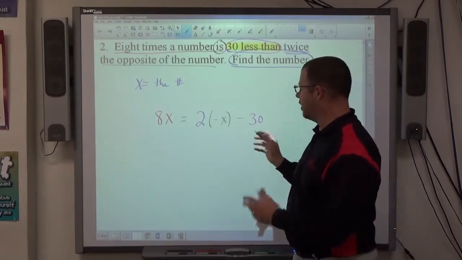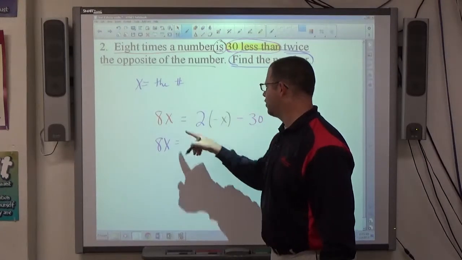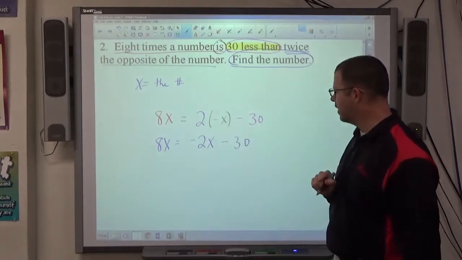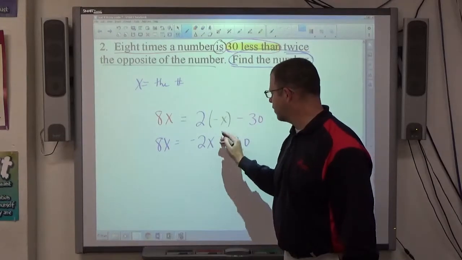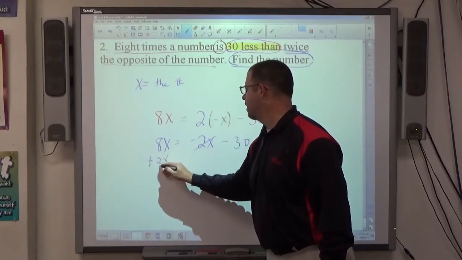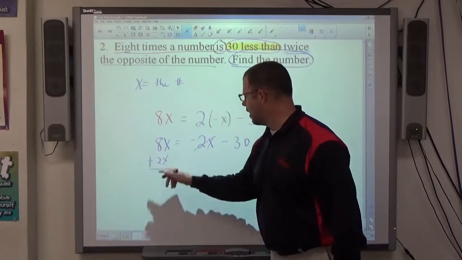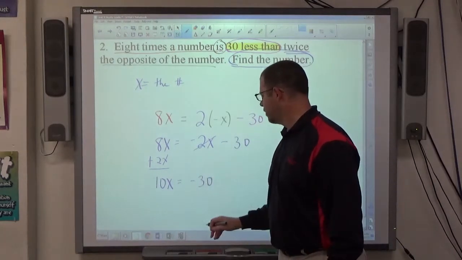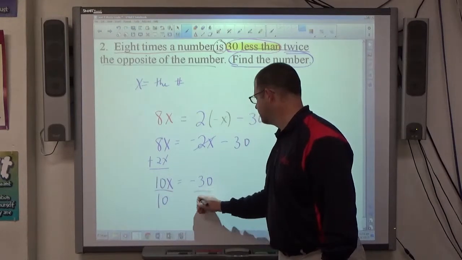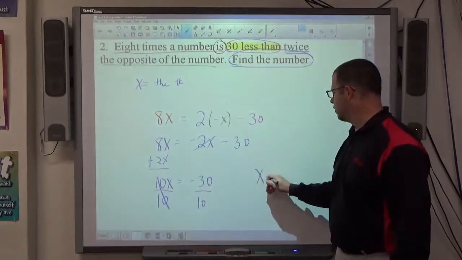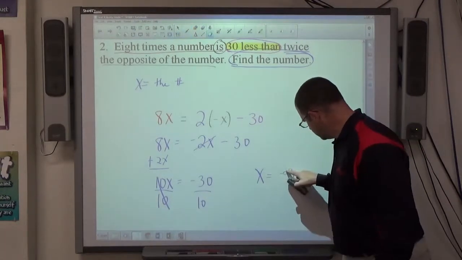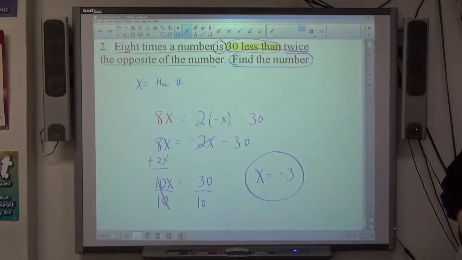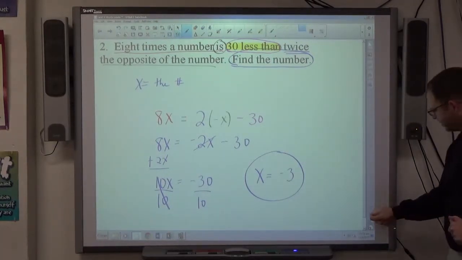And at this point, again, there's the equation. I would probably beautify it a little bit. So 8x is fine. 2 times negative x is negative 2x. And minus 30 is fine. Once again, I've got x's on both sides. I'm going to take this 2x, move it to the left. Negative 2x moves over as a positive 2x. 8 plus 2 is 10x. Negative 30. And we simply divide both sides by 10. That gets me x equals negative 3. 30 divided by 10 being 3. And of course, opposite signs get you negative when you divide.